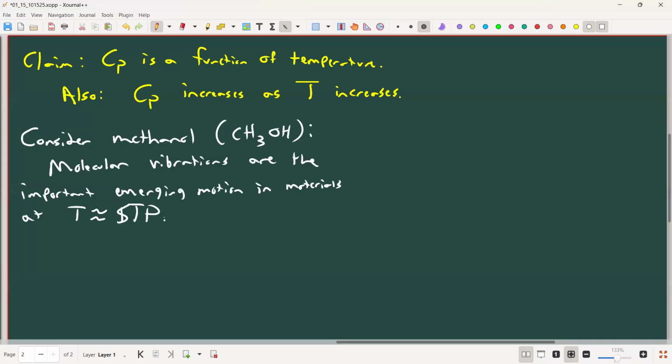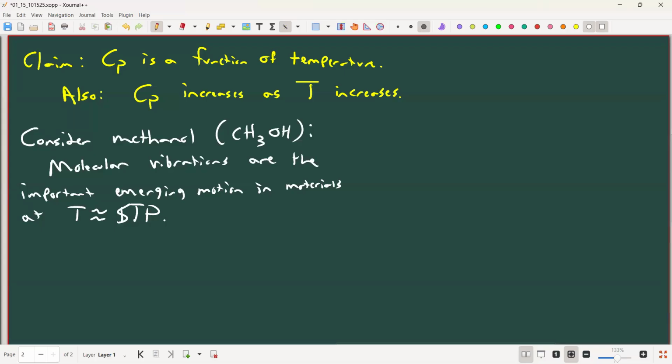All right, so let me give you an example. My claim is that as you get to higher temperature, higher average energy in your system, the molecule can sample more vibrations than it can at lower energy. So imagine this. Let me just give you an example. Let's look at methanol's vibrations. Really, really simple calculation we can do. We don't even have to think that hard about it.